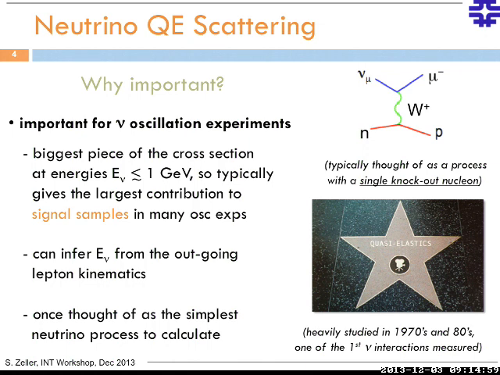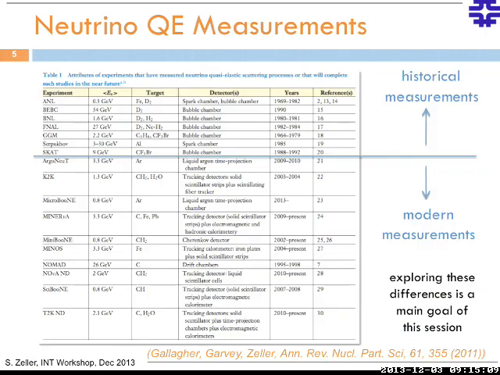While this process is very important for neutrino oscillation experiments, it's also been heavily studied since the 1970s, and it was one of the first neutrino interactions ever measured. So I thought I'd flash up a little bit of the history of neutrino quasi-elastic scattering measurements. Hugh, Jerry, and myself wrote a review article a couple years ago where we tried to compile all the various historical measurements of neutrino quasi-elastic scattering. And this table shows the attributes of those various measurements.